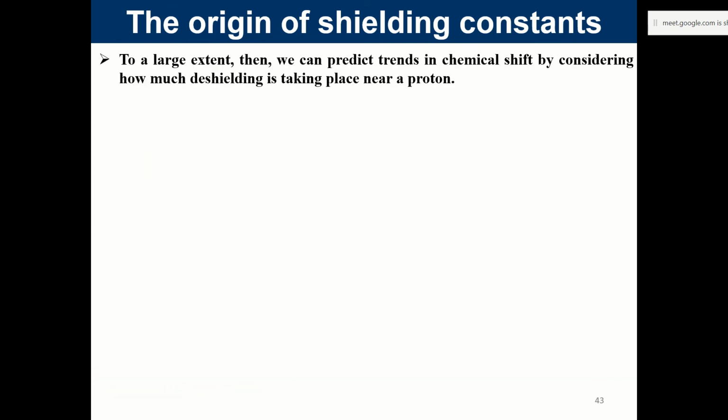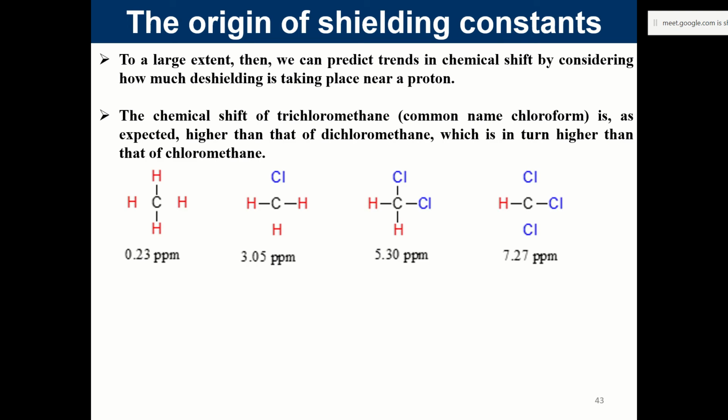Then you can also think of another way. You keep the same value of electronegativity, but change the number of atoms: one Cl atom, two Cl atoms, three Cl atoms. If you increase the number of electronegative atoms attached, that will also shift this. So this is having a greater effect.